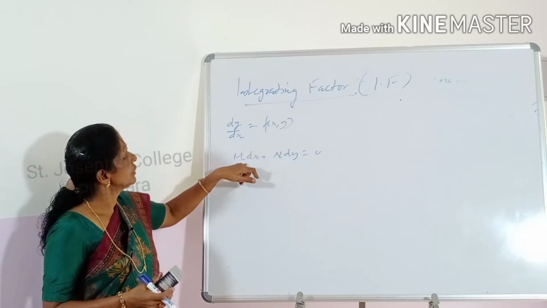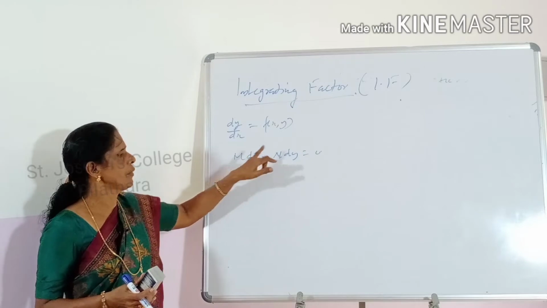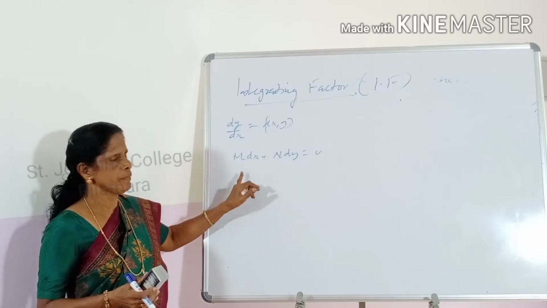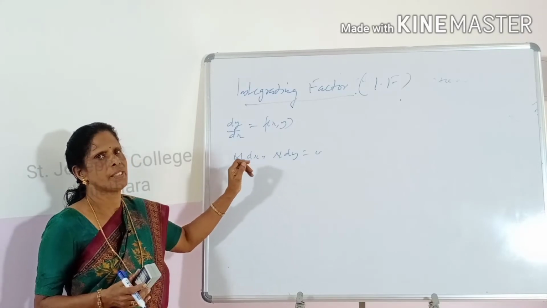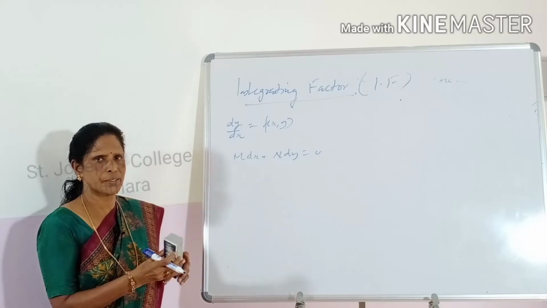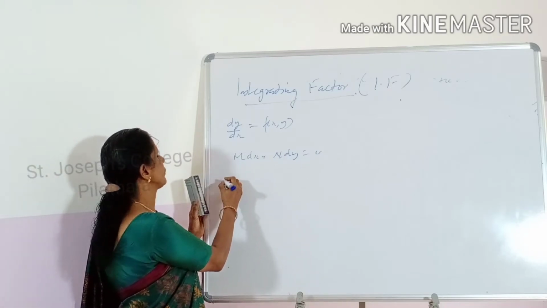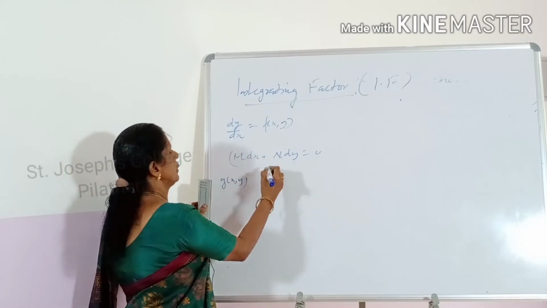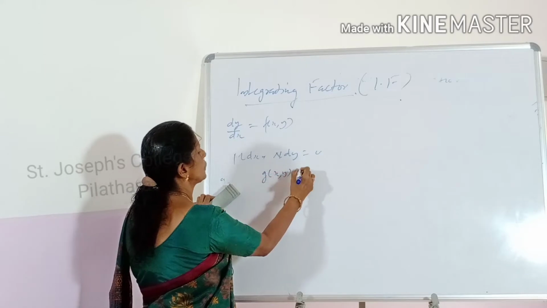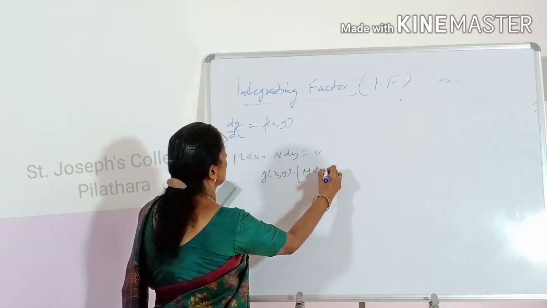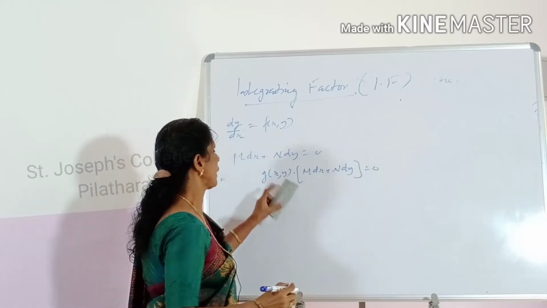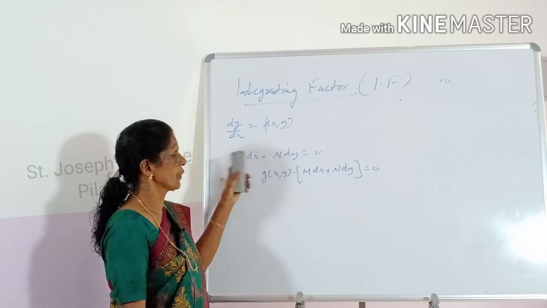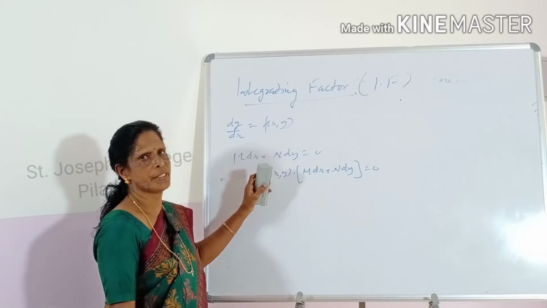Now we know that the equation is exact if del M by del y equals del N by del x. To check whether an equation is exact or not, find M_y and N_x, and if M_y equals N_x, then the equation is exact. Now suppose the equation is not exact, and we multiply by some function, say g of x, y, so that g(x, y) into M dx plus N dy equal to 0. Now if you multiply this function by the given equation, and the given equation reduces to an exact form, then g(x, y) is called an integrating factor.